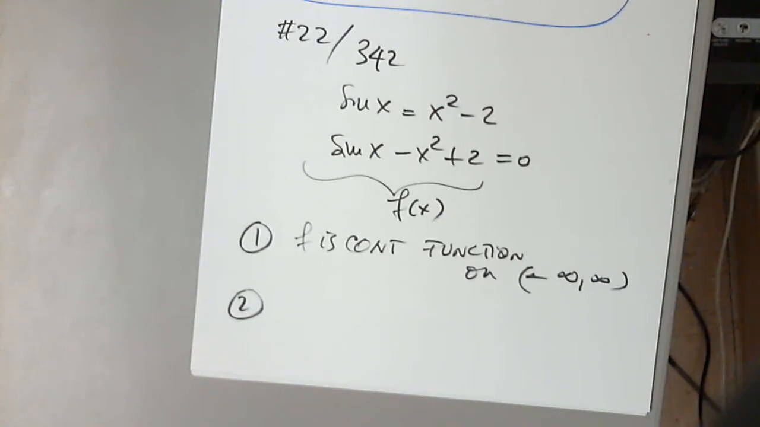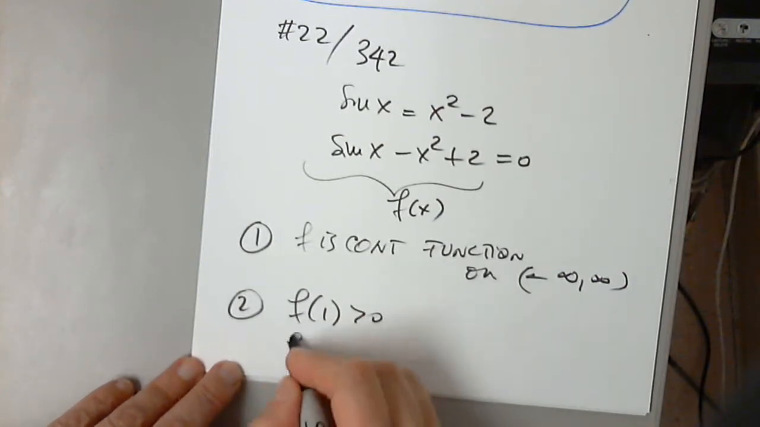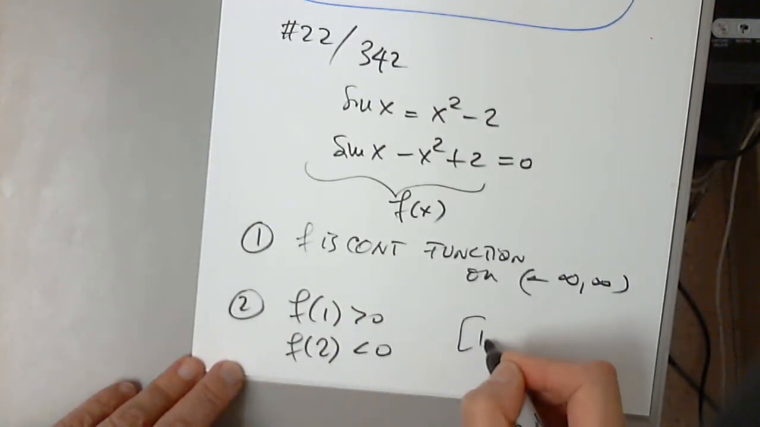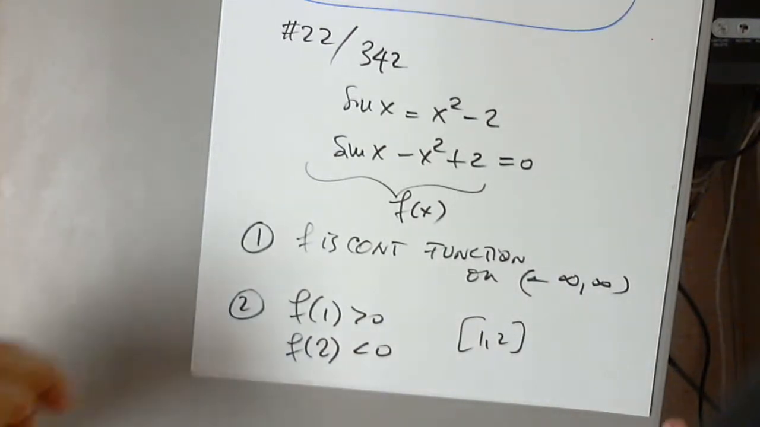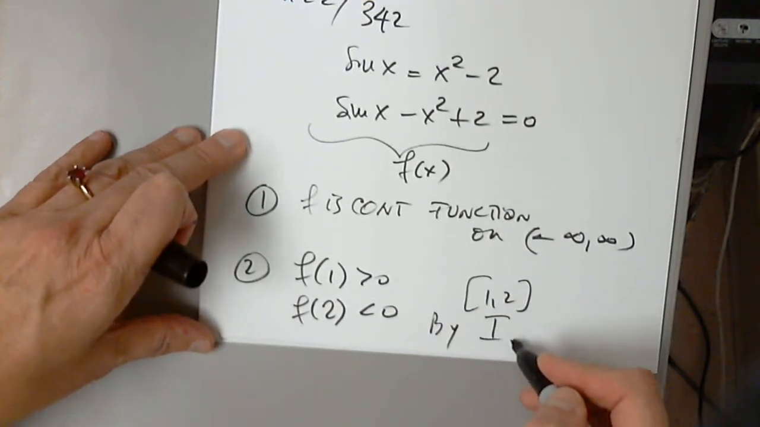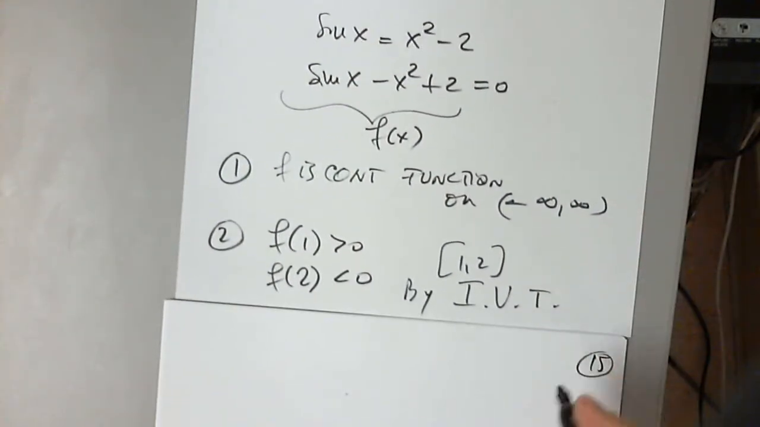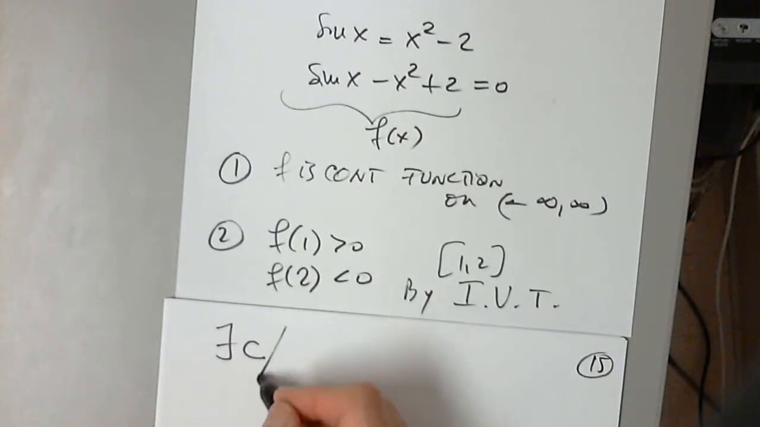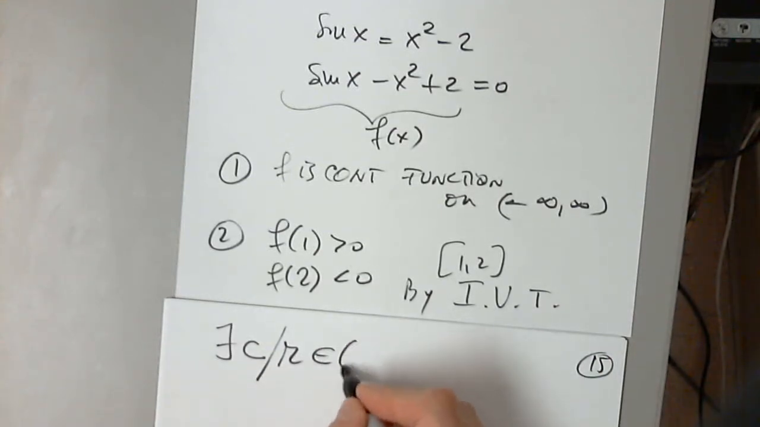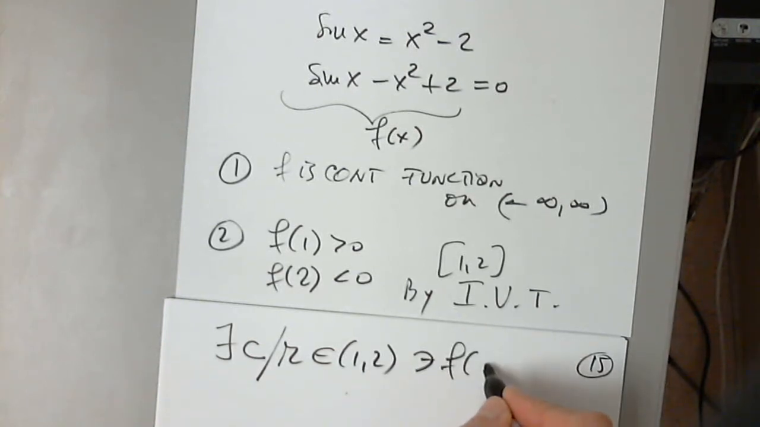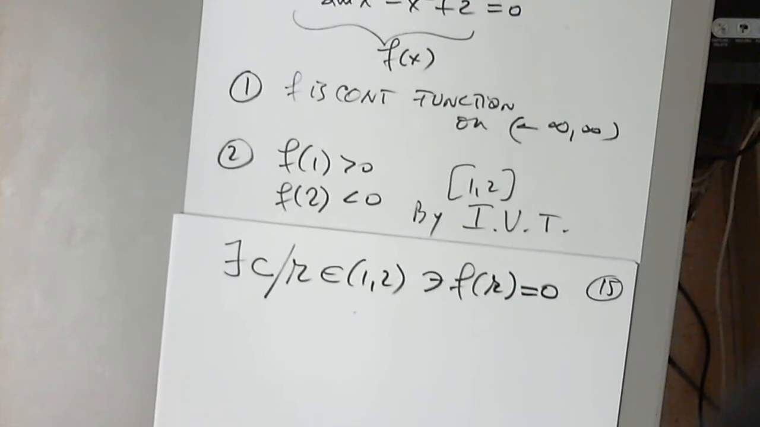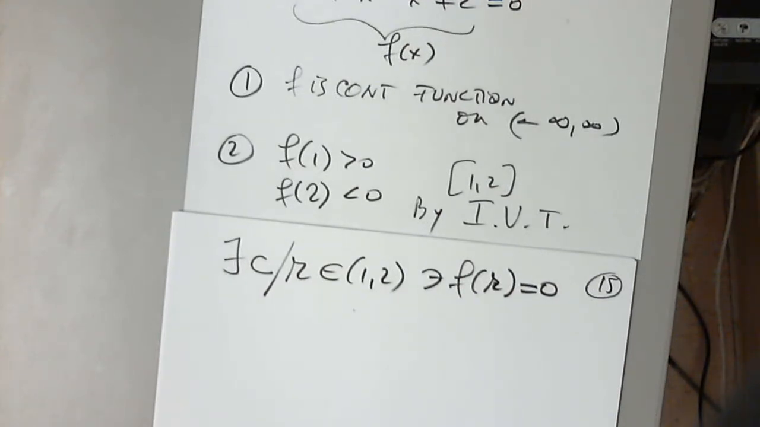So I'm going to plug in 0, 1, 2. I got it. Between 1 and 2, f of 1 is positive. f of 2 is negative. So therefore, by the Intermediate Value Theorem, there exists a solution. There exists c, in this case it's r, doesn't matter, in the interval 1, 2, such that f of r is 0. We are after the root r, or the solution r.